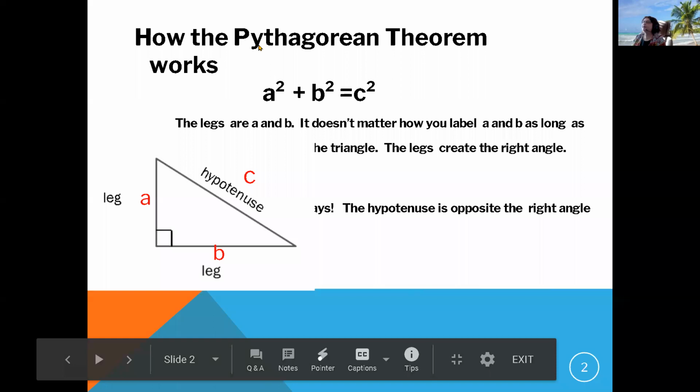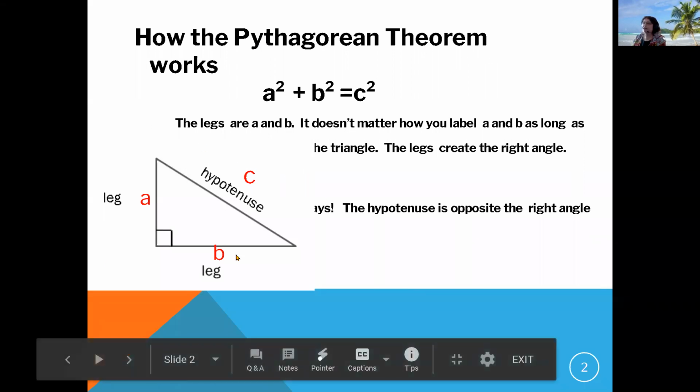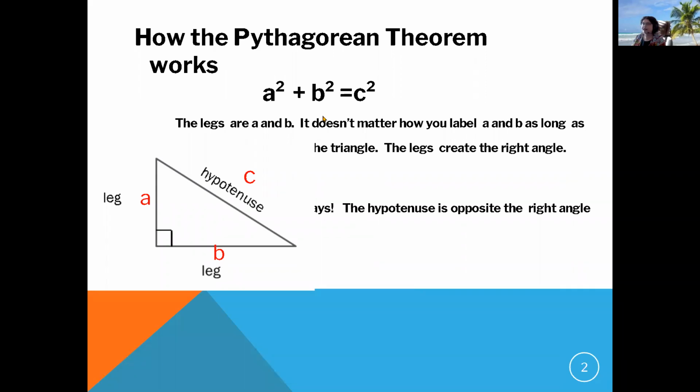Okay, how the Pythagorean theorem works. This is a right triangle, okay? And the Pythagorean theorem states that when you square the two smaller sides and add them together, it equals the square of the larger side.